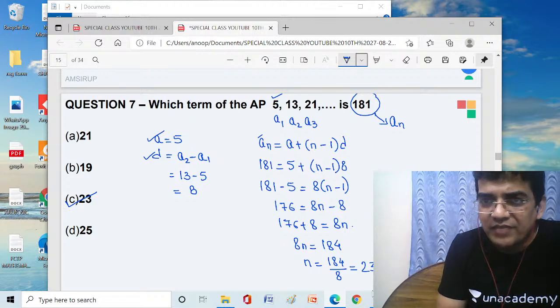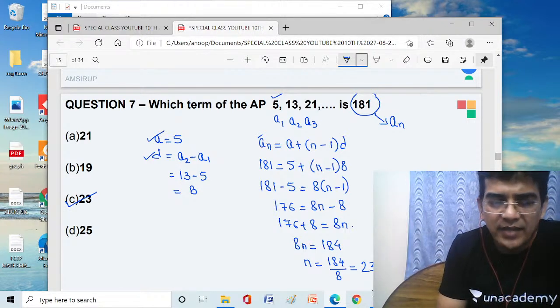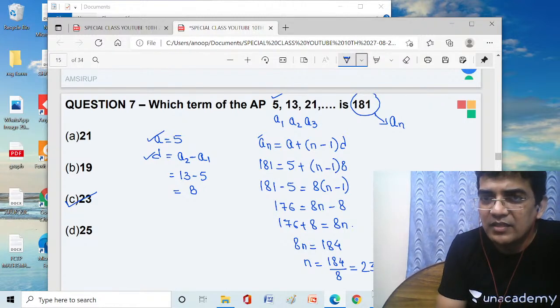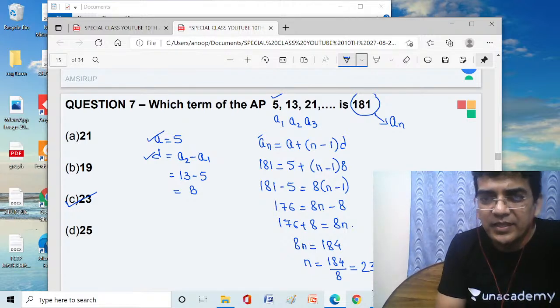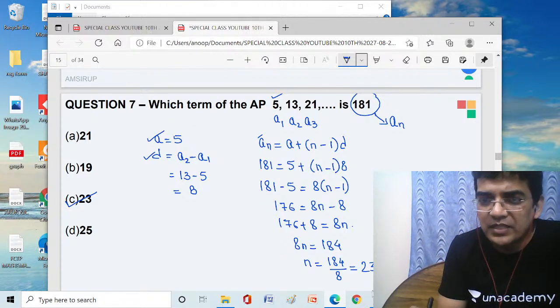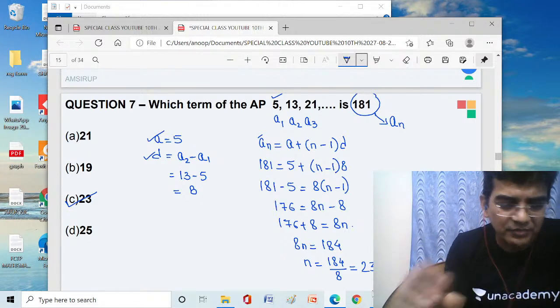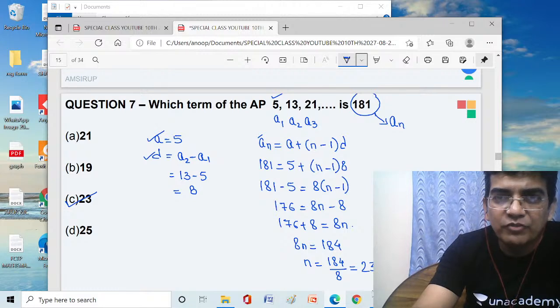Now, as I have considered 181 as the nth term, its formula will be this way. An is equal to A plus n minus 1 into D. Now in this formula, I will be substituting the values. So An replaced by 181, A replaced by 5, D replaced with 8. And when I solve this equation, I am getting value for n as 23. So this will be my answer. Hope this is clear to you now. Okay, now let's move to the next question.